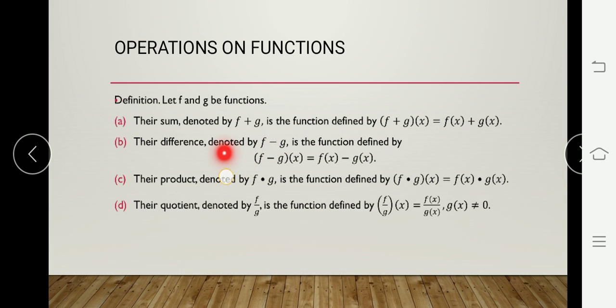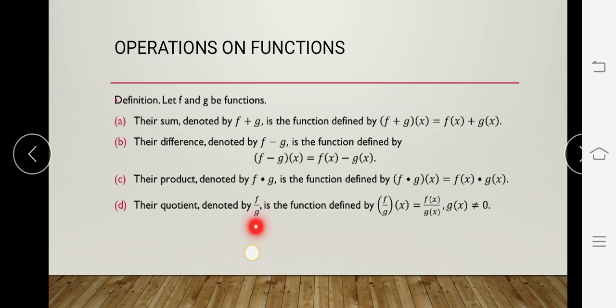The difference, denoted by f minus g, is the function defined by (f minus g)(x) equals f(x) minus g(x). The product, denoted by f times g, is the function defined by (f times g)(x) equals f(x) times g(x).